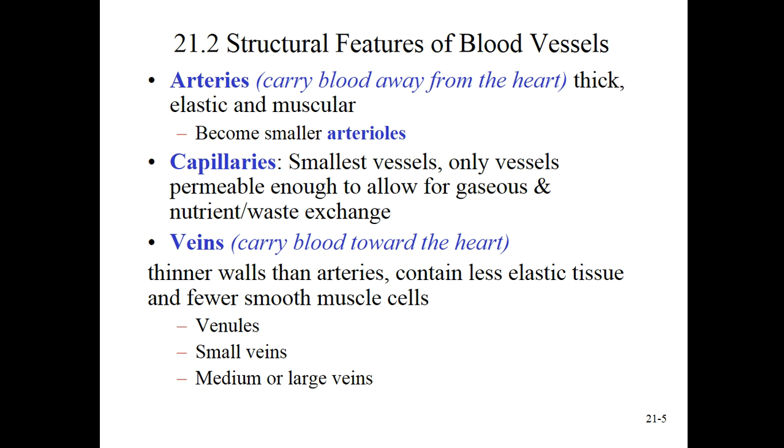Okay, so here we go. Three major types of blood vessels: arteries, capillaries, and veins. Arteries always carry blood away from the heart. So in my mind, I think the AAA rule: arteries always away. And that reminds me, even if we're looking at the pulmonary circuit and the color is different, that at least that function and that direction is the consistent rule. We can see that they're thick, elastic, and muscular, and that they will branch into progressively smaller and smaller vessels called arterioles.